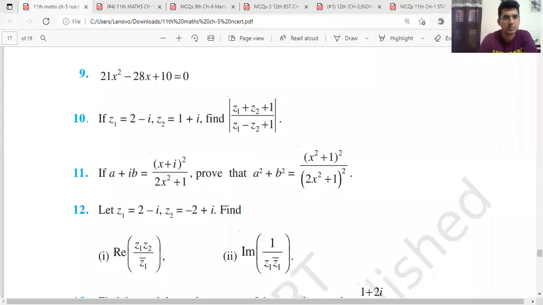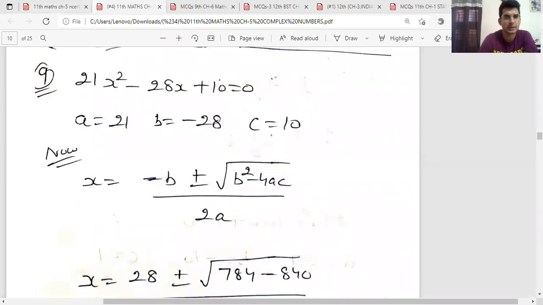Next question is question number 9. I gave you this question in homework: 21x² minus 28x plus 10 equal to 0. First of all, if I compare this equation with the quadratic equation, what we will have: a is equal to 21, b is equal to minus 28, and c is equal to 10. This is the first step.